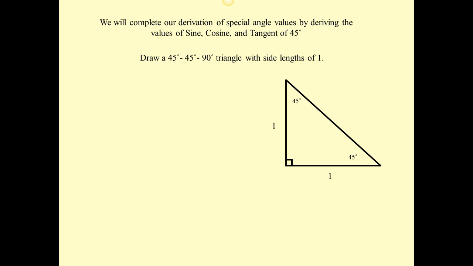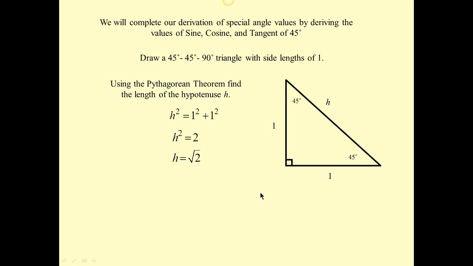Let's now turn our attention to the sine, cosine, and tangent of 45 degrees. We'll begin by drawing an isosceles triangle with the side lengths are 1. Since it's isosceles and the side lengths are 1, these angles are 45 degrees. We need to get the length of the hypotenuse. The hypotenuse squared equals 1 squared plus 1 squared, so h will become the square root of 2.